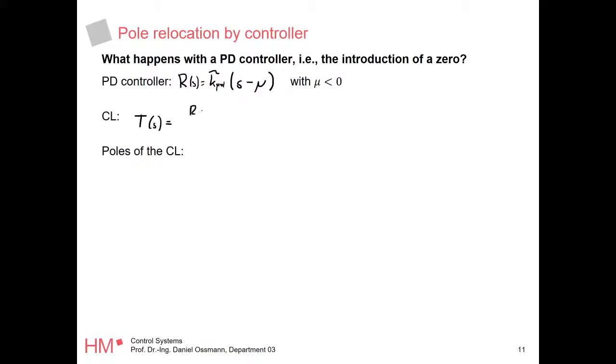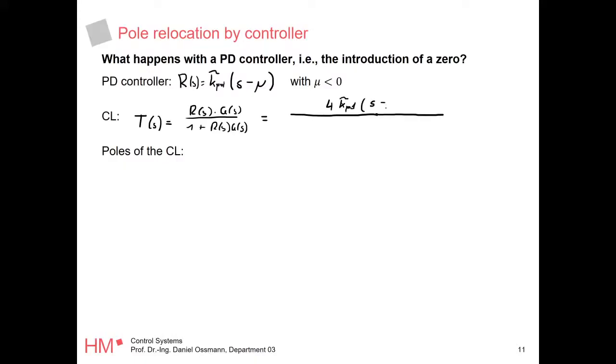You know how the closed loop works. R of s times G of s over 1 plus R of s times G of s. If you plug in now your new controller and the very same system, you end up with the following PT2 system. So I did it already, so I'm just giving you the result. It's pretty straightforward algebra, it's not that hard.